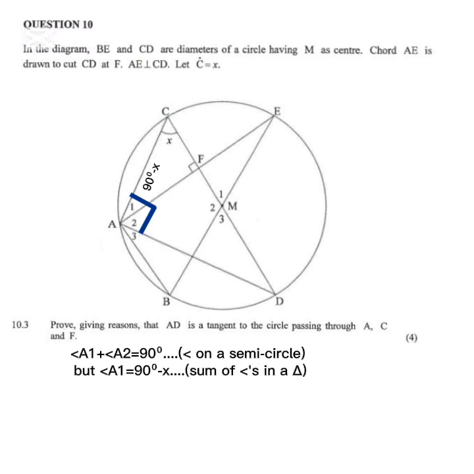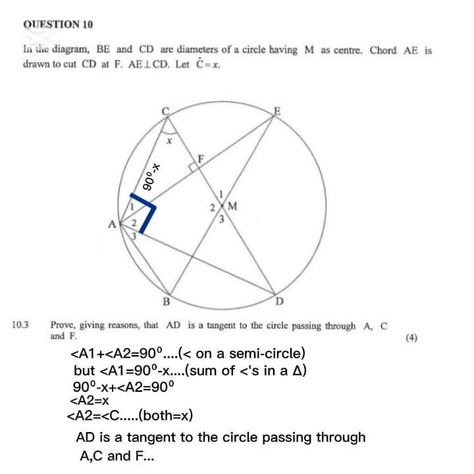Let's substitute angle A1. 90 degrees minus x plus angle A2 is equal to 90 degrees. So we have 90 degrees on both sides, so they will cancel each other and we'll be left with angle A2 is equal to x. Therefore, angle A2 is equal to angle C, reason: both are equal to x. AD is a tangent to the circle passing through A, C and F. The reason is the converse of the tan-chord theorem.